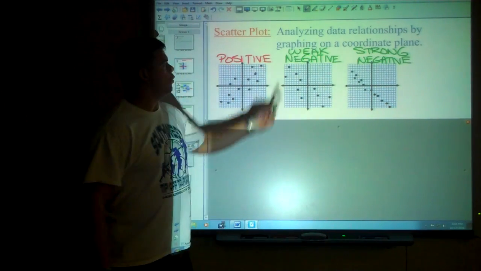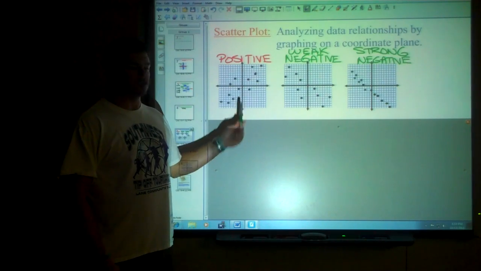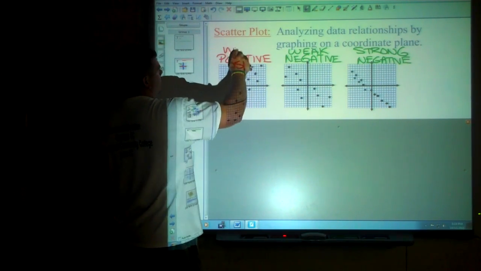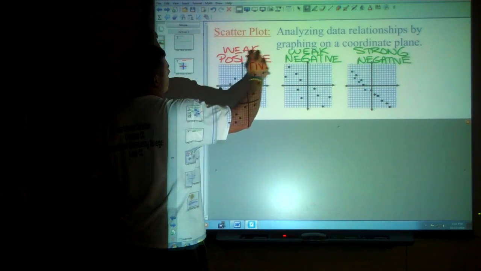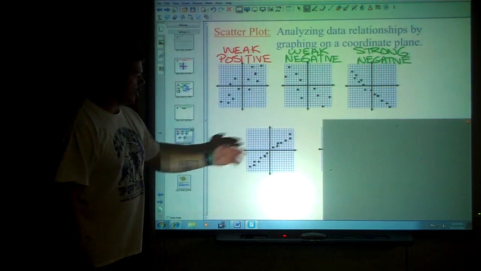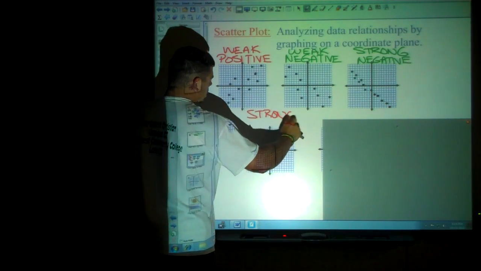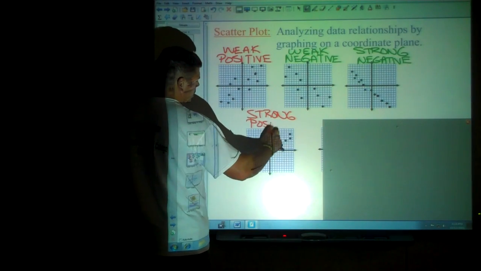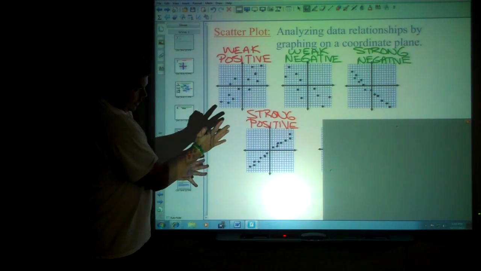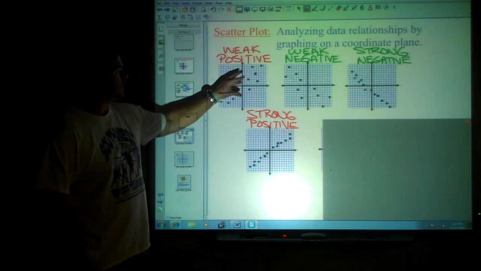That means that if there's a weak negative and a strong negative, the positives would have that same concept. We might say this is a weak positive, which means there's probably a strong positive. Strong because it's really getting close. It's not a perfect straight line, but it's awfully closer to a straight line than this is.